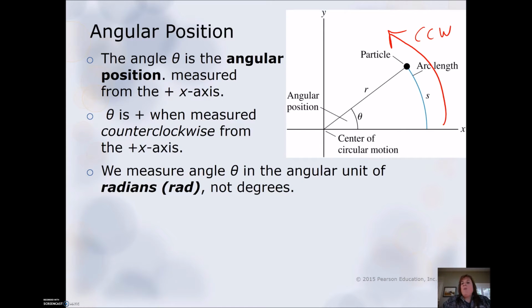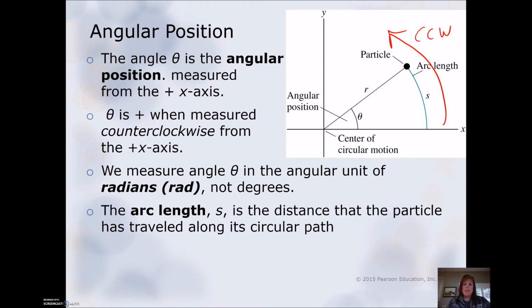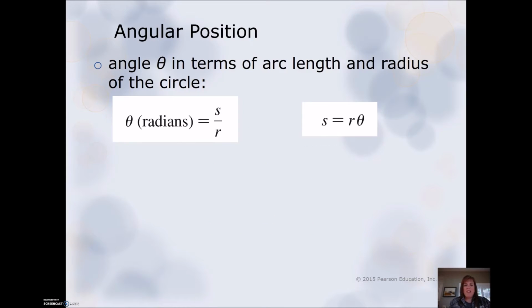Now, when we do angular positions, we use the unit radians, which we abbreviate rad. We don't use degrees, although there's going to be some problems I'm going to have you do where you're going to convert between the two. We also talk about not just the angular position, but the arc length. The arc length, s, is the actual distance that the particle is traveling along its circular path.